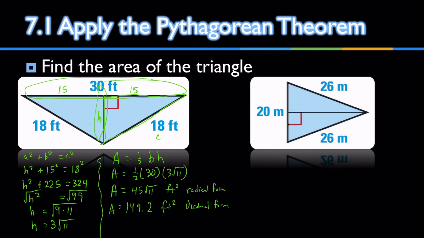Let's try another one. Again, this is an isosceles triangle, so our base can be divided into the 10 and 10. Want to find the height, so I can use the yellow triangle. In this triangle, the hypotenuse is 26. So I can say a squared plus b squared equals c squared. A could be the h, b could be the 10, and c has to be the 26, the hypotenuse.